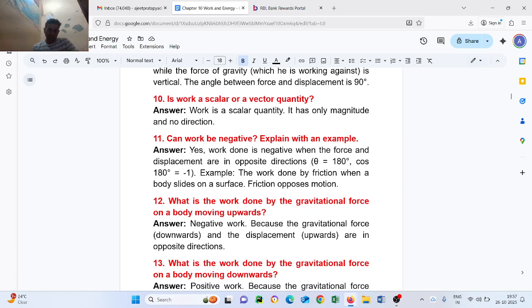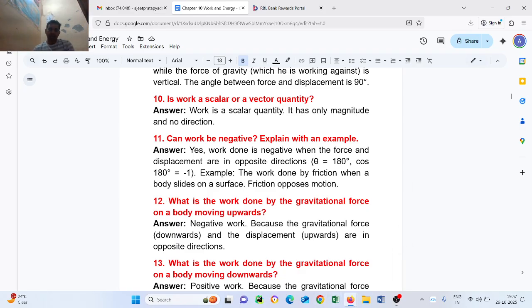Question number 12. What is the work done by the gravitational force on a body moving upward? Answer, negative work, because the gravitational force is downward and the displacement is upward, in opposite directions.